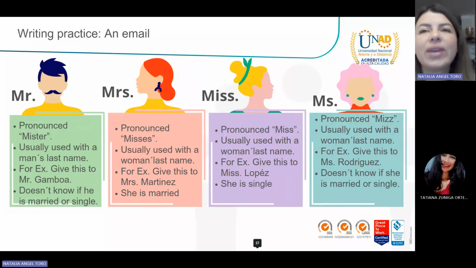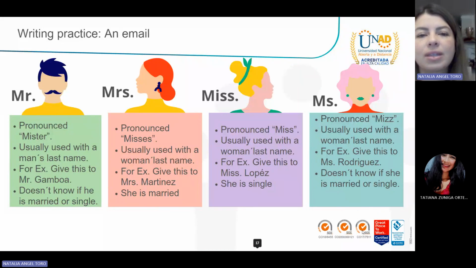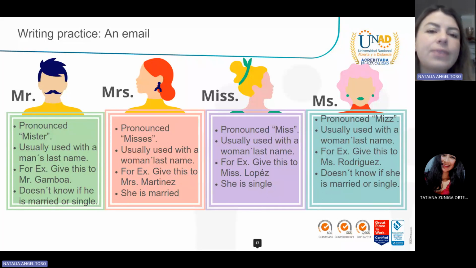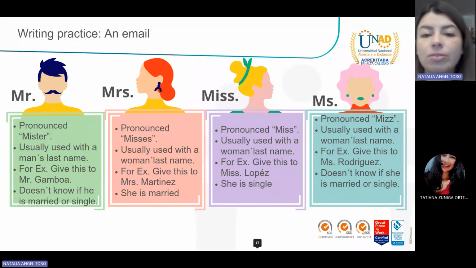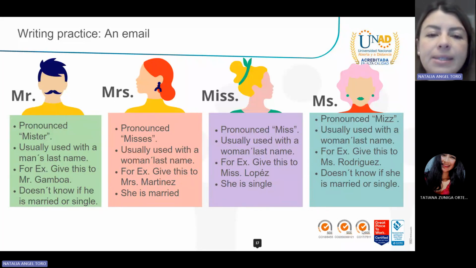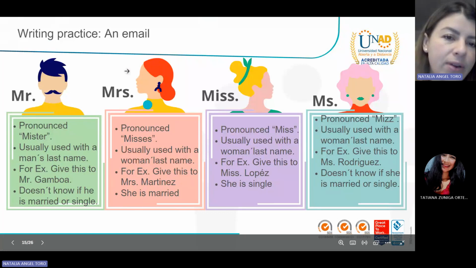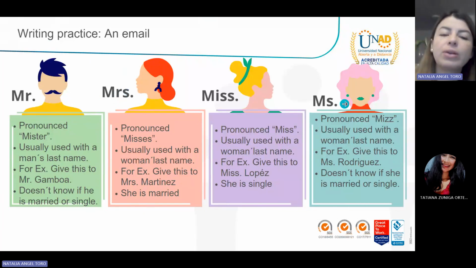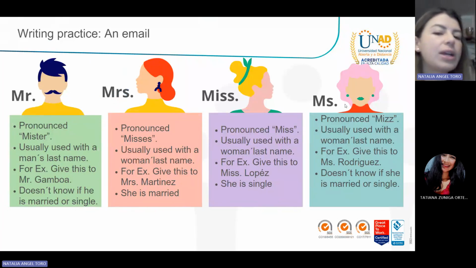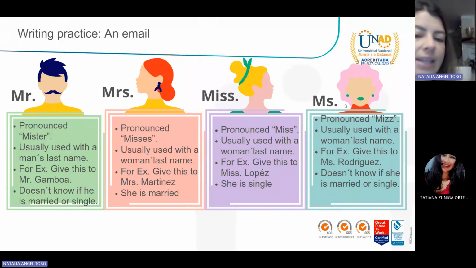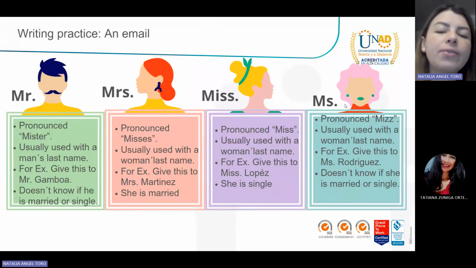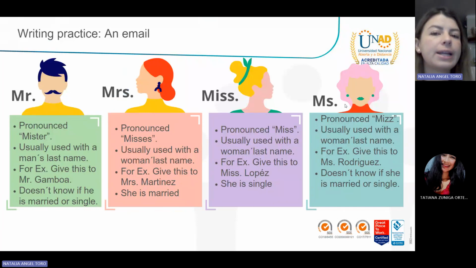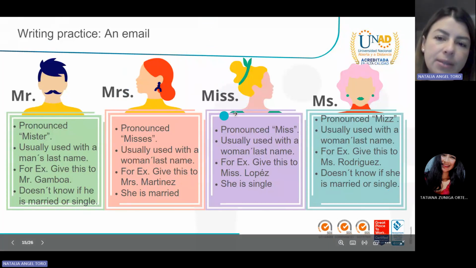But when we are talking with a woman, it changes, because we can make the difference if she is married or not. So if we say Mrs., we are assuming that she is married. Estamos asumiendo que ella está casada. Entonces, si me refiero a una señora y le digo Mrs., estoy asumiendo que ella es casada. If we say Miss, we are sure that she's single, que es soltera. Estamos seguros de que ella es soltera, Miss.